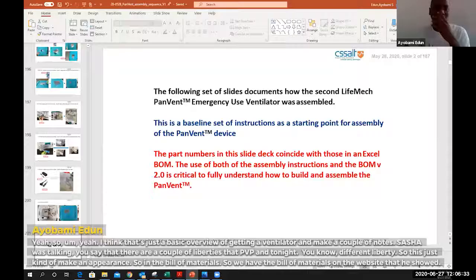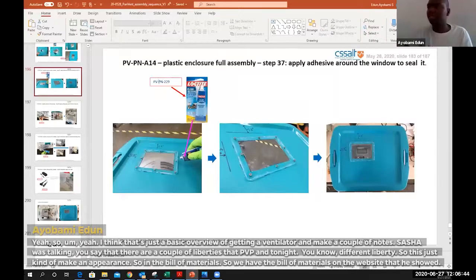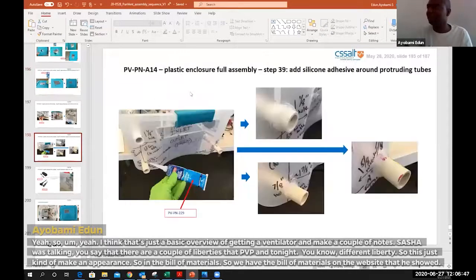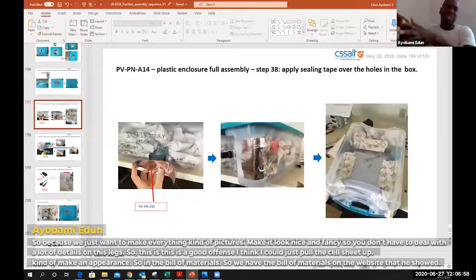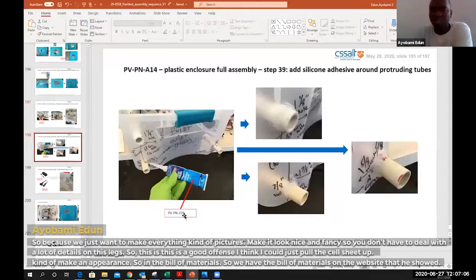Yeah. So I think that's just the basic overview of building the ventilator. But I need to make a couple of notes. As I was talking, you will see that there are a couple of labelings, like PVPN229, different labeling. Those just make a reference to the bill of materials. We have a bill of materials on the website. We just want to make everything look nice and fancy with pictures, so you don't have to deal with a lot of details on the slides. So those are just annotations that you could reference. And I think I could just pull the Excel sheet up.